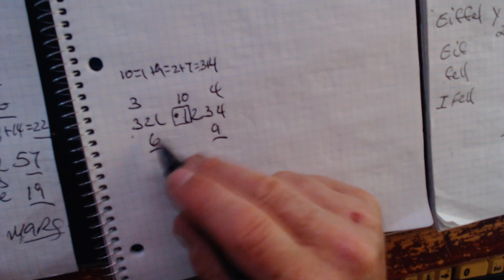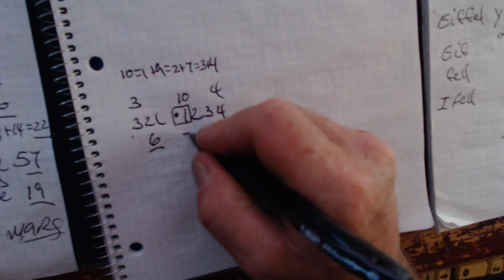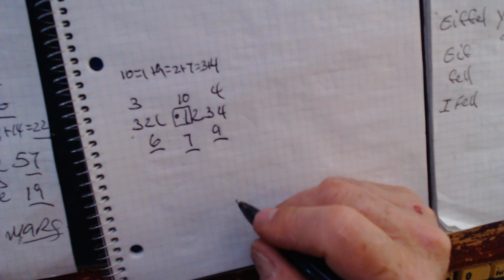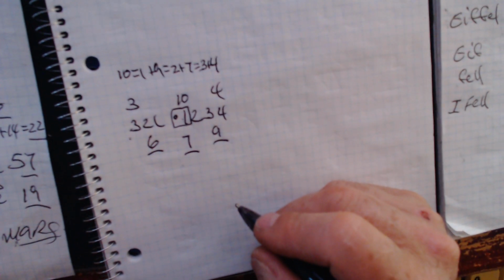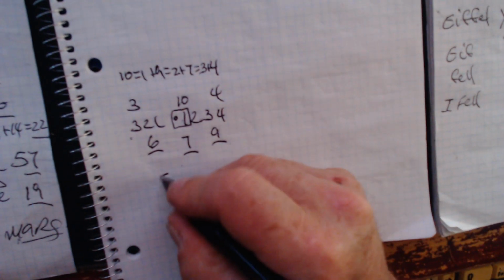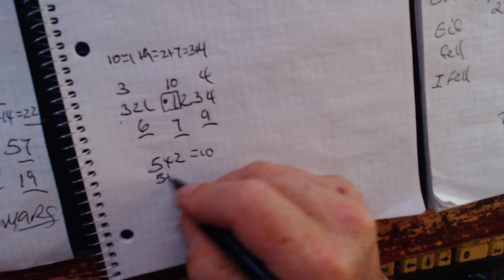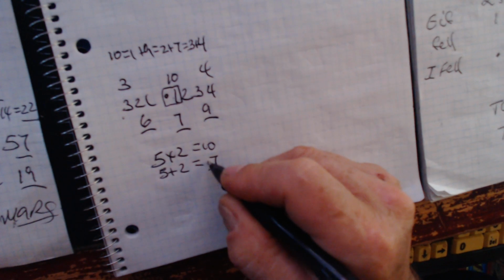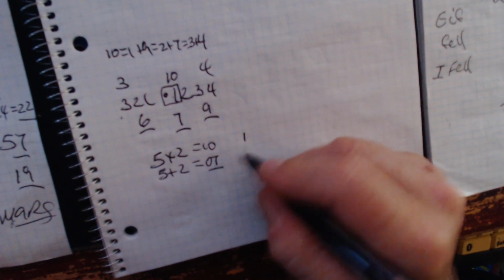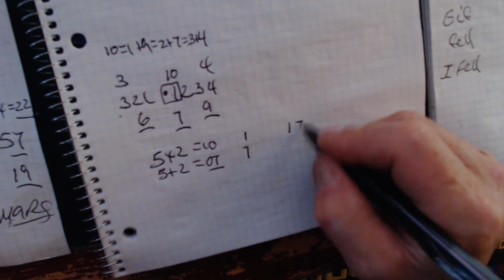So here we have 9 and 1. And when we come into here, we end up with 7. So now we're running 10 and 7, or 5 times 2 equals 10. 5 plus 2 equals 7. We have 1 plus 0 is 1. We have now 1 and 7.